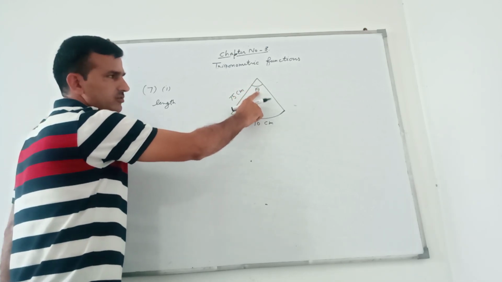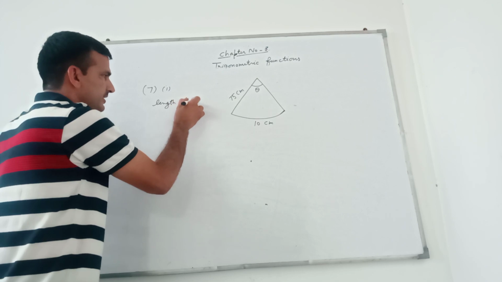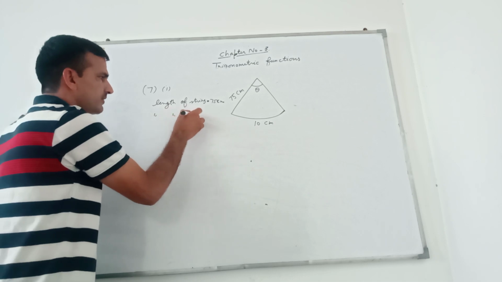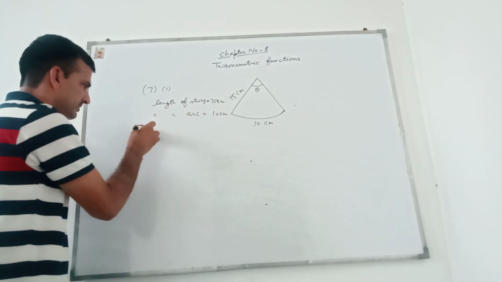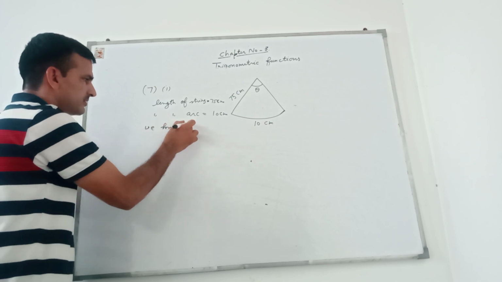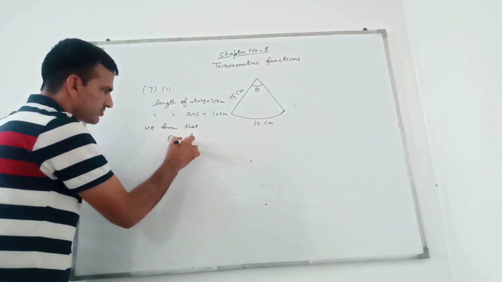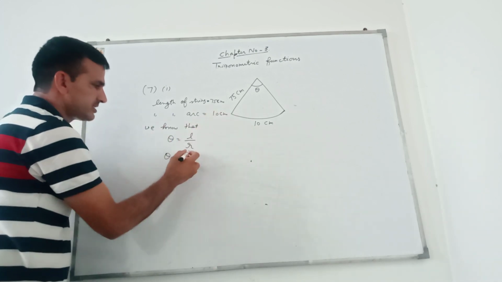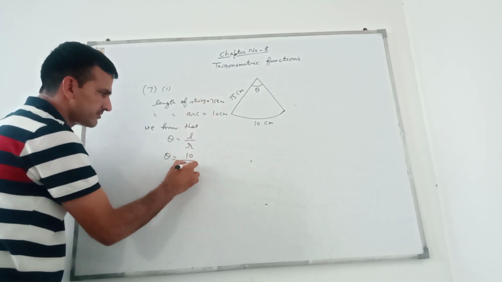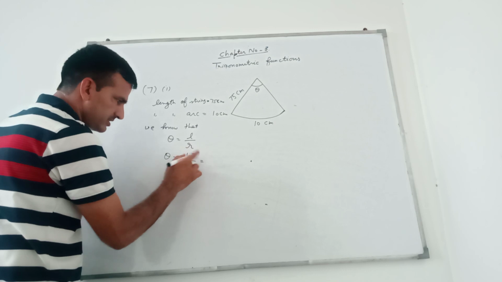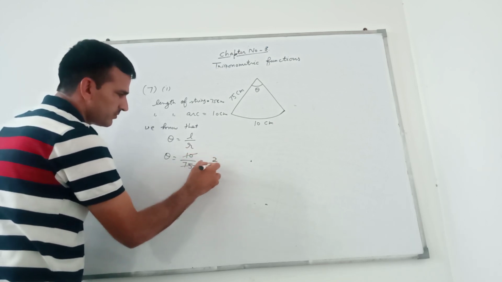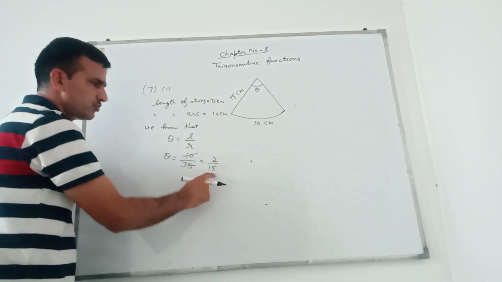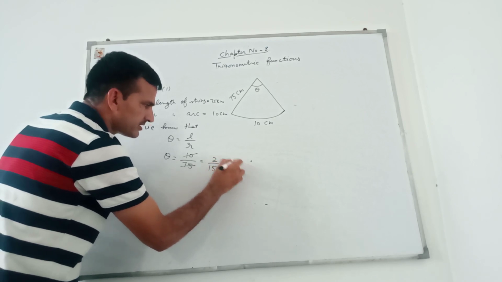In this question, we have to find the value of theta in radian. Length of string is equal to 75 centimeter. Length of arc 10 centimeter. We know that theta is equal to L by r. Here theta is in radian. Therefore theta is equal to L by r, L is 10, r is 75. This and this cancel out, 2 by 15 radian. This is in radian.